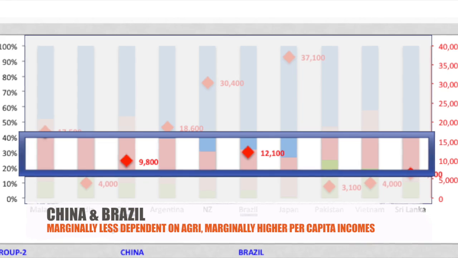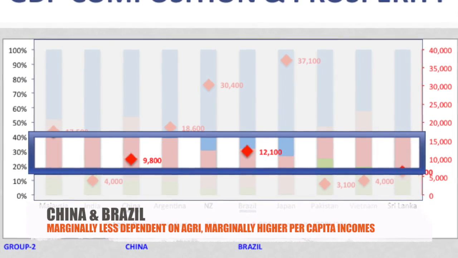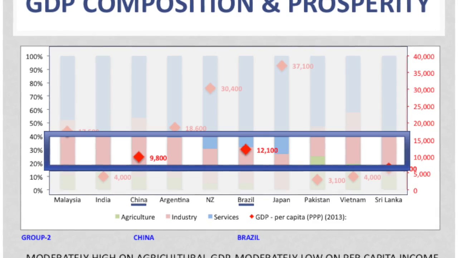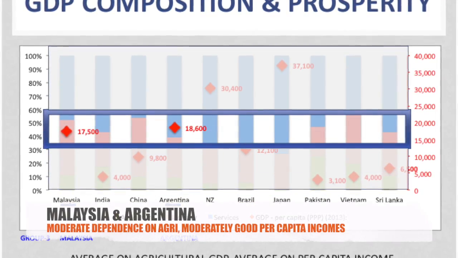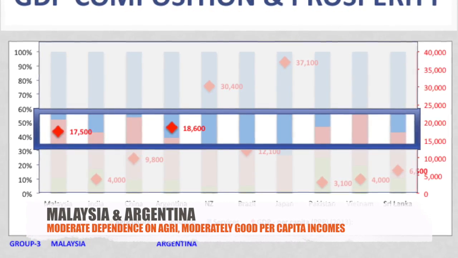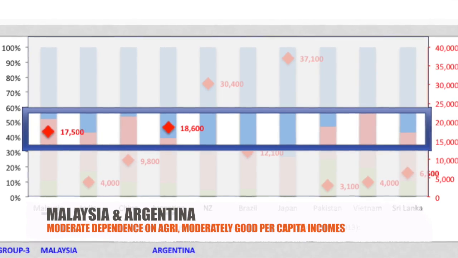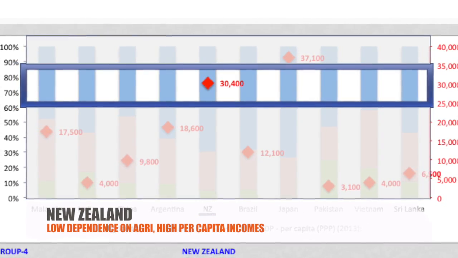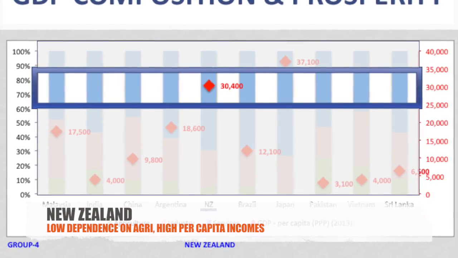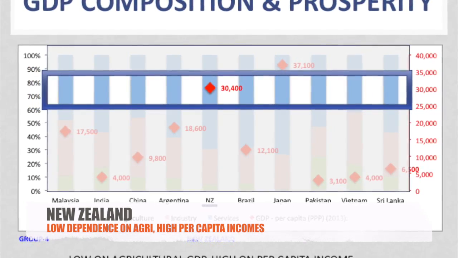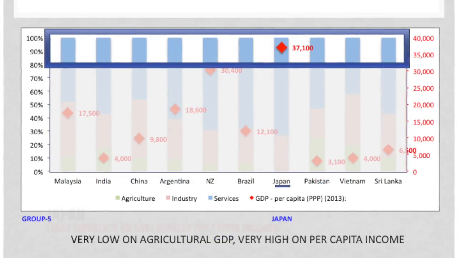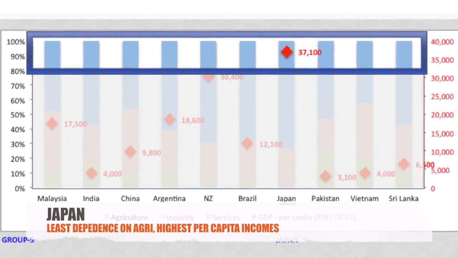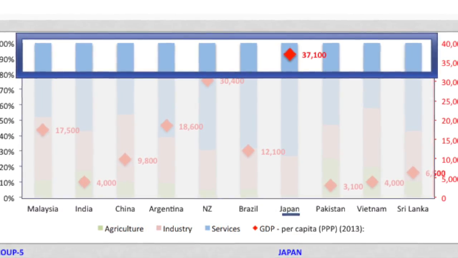China and Brazil in this group are marginally ahead in terms of their per capita incomes, but they also rely a little less on agriculture than the other four. Even lower reliance on agriculture in their GDPs, Malaysia and Argentina are placed somewhere in between in terms of their per capita per annum incomes. Agriculture contributes just about 5% to New Zealand's GDP, and its per person income is supremely high. Just 1% of Japan's GDP is made up of agriculture, and its individual citizen is the richest of all.